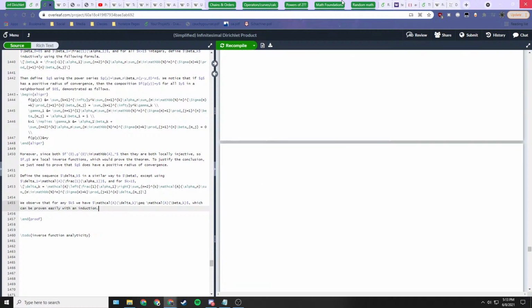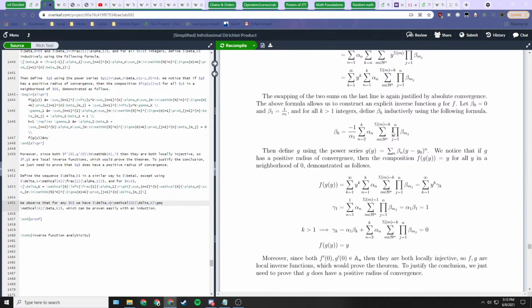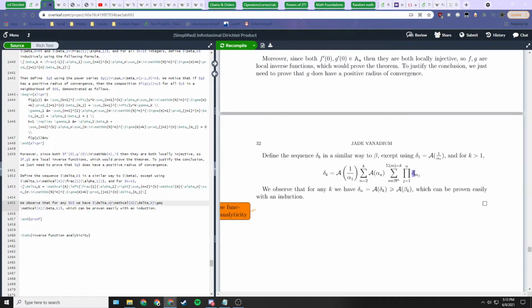Essentially, it's just using the subadditivity and submultiplicativity of our absolute value a function. We just have this alpha 1, this sum, and then this product. And so when we apply a to this beta k, this pulls all the way through. So if all the earlier deltas are larger, actually hold on a second.